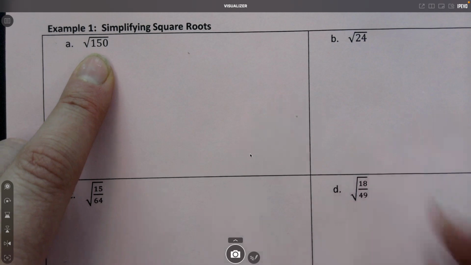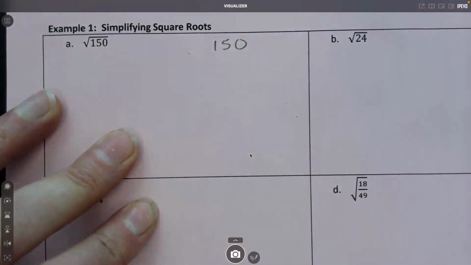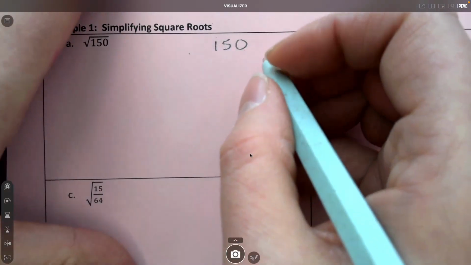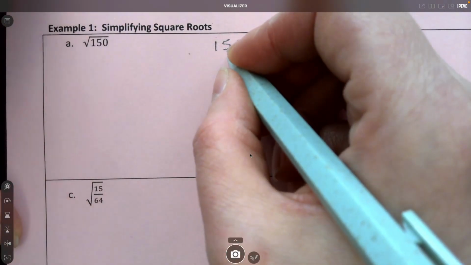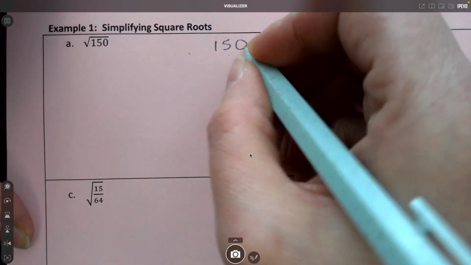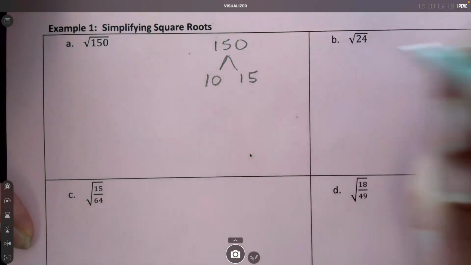So our first step in simplifying a square root is to make a factor tree. A factor tree is when we split up a number into all the things that multiply to make it, into its smallest little prime factors. I might not know lots of things that divide into 150, but it ends at a 0, so I know it's going to be 10 times something. It's going to be 10 times 15.